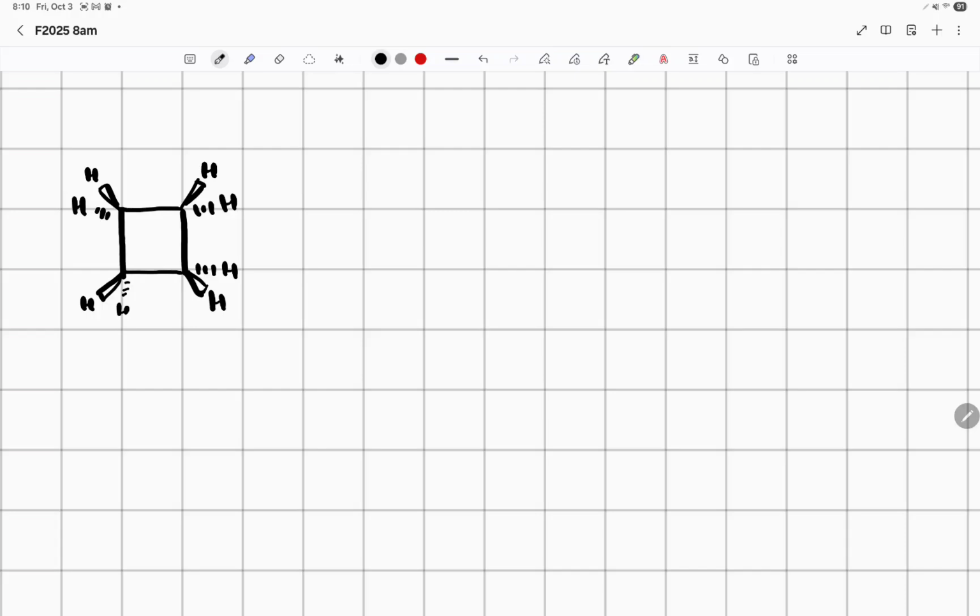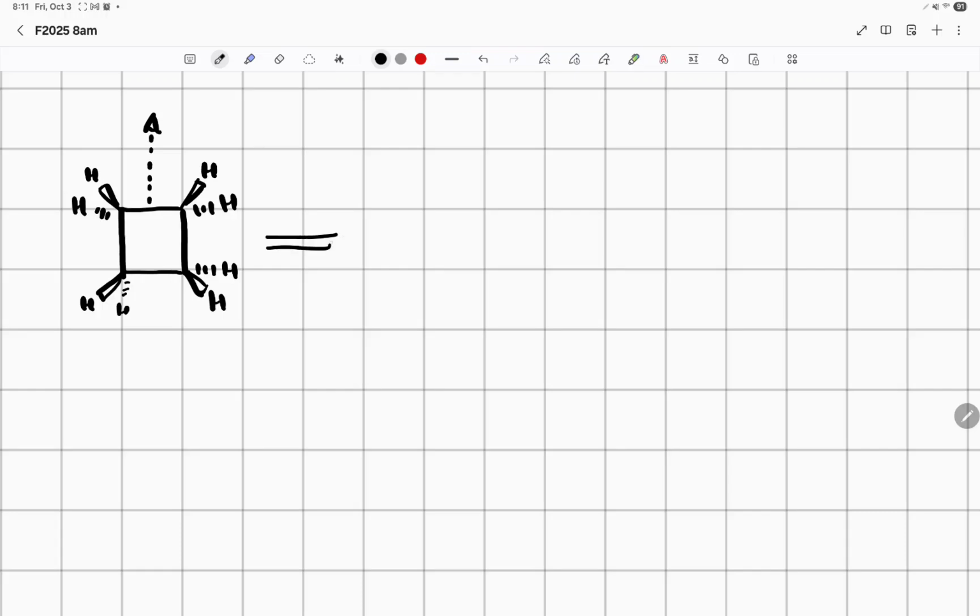So again, cyclobutane, it's a 4-membered ring, pretty simple molecule. But if we look down this molecule, so let's put our eye right here, and we're just going to look down the side of the molecule. What we'll see is quite a bit of eclipsing interaction. So this molecule, let's draw 2 Newman projections so that we can see both of our bonds.